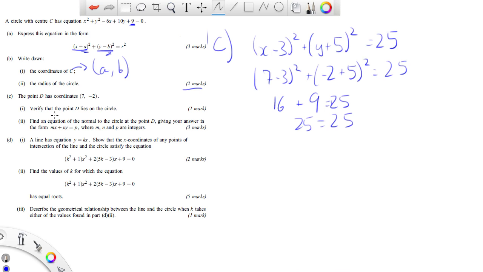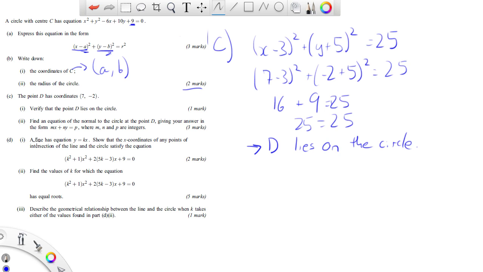Important note here, for this part C1, you must have this to get full marks. So D lies on the circle. You need this. It actually states in the mark scheme that you must state that D lies on the circle. If you do not have this, you will lose the mark.